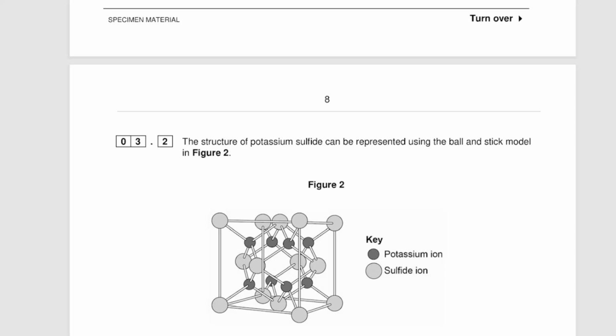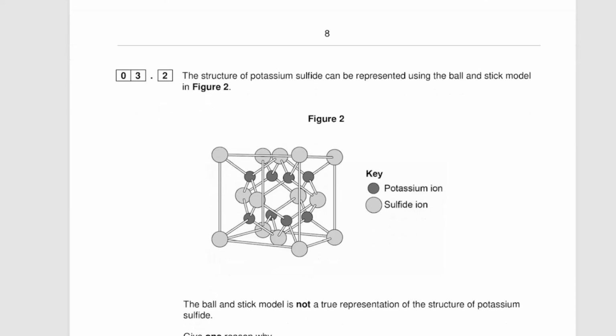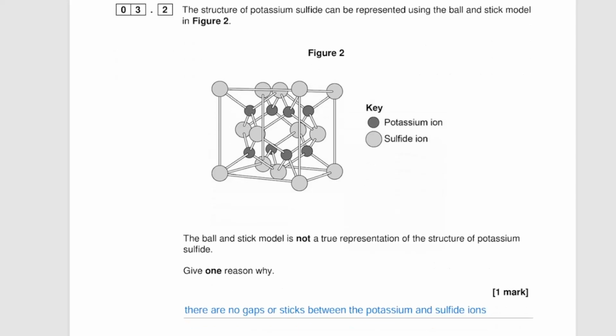Moving on to 3.2, the structure of potassium sulfide can be represented using the ball and stick model in Figure 2. The ball and stick model is not a true representation of the structure of potassium sulfide. Give one reason why. As you can see, there are lots of gaps, and the sticks are used to explain the gaps, while in a real potassium sulfide structure, there would be no gaps or sticks between the potassium and sulfide ions.